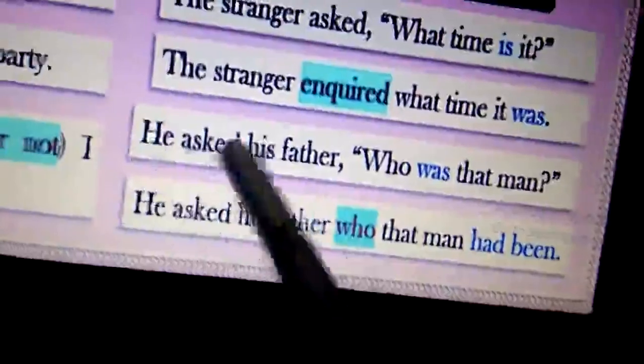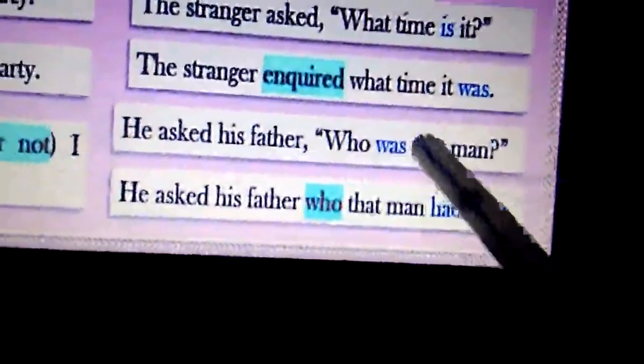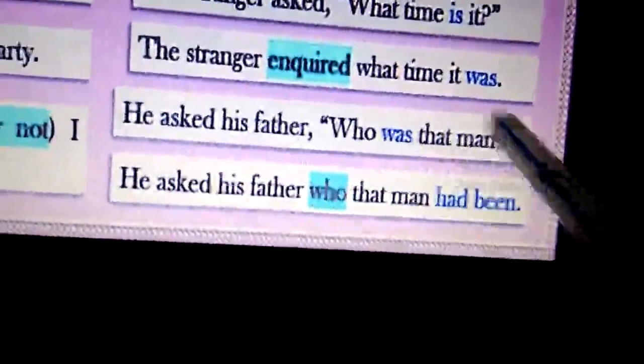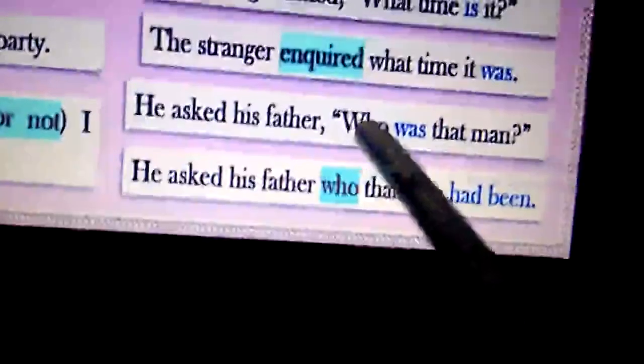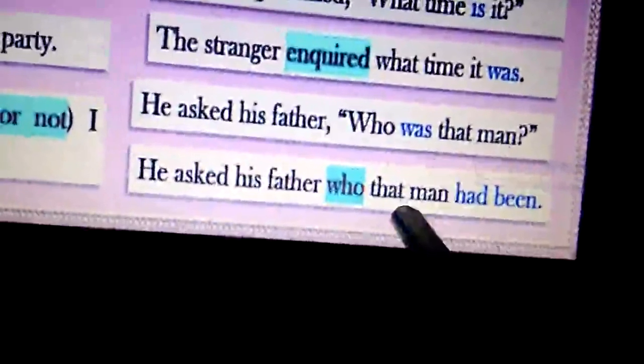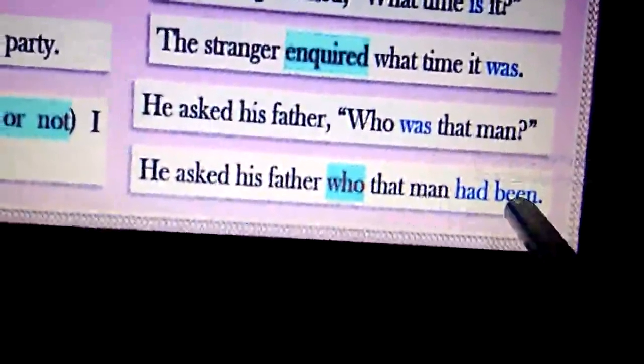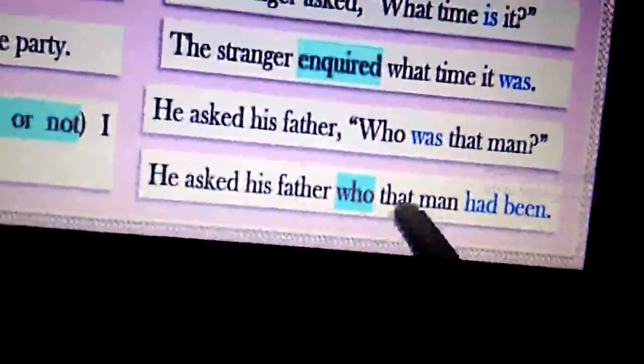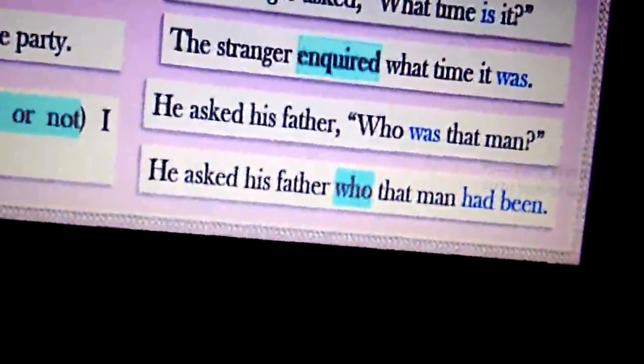He asked his father, "Who was that man?" He asked his father who that man had been. Or else you can use was also. He asked his father who that man was.